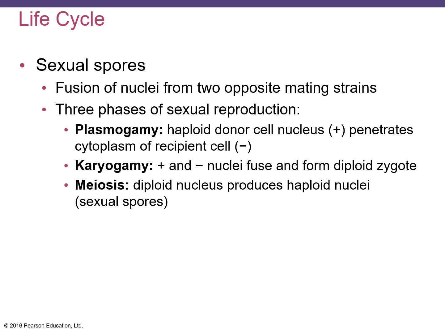So we have three phases of sexual reproduction. Plasmogeny, in which a haploid nucleus of a donor cell penetrates the cytoplasm of a recipient cell. Then the donor and recipient cell nuclei fuse to form a diploid zygote nucleus. And then meiosis, in which the diploid nucleus gives rise to haploid nuclei, or sexual spores, some of which may be genetic recombinants. The sexual spores produced by fungi characterize the phyla.